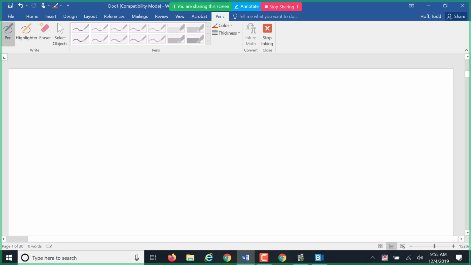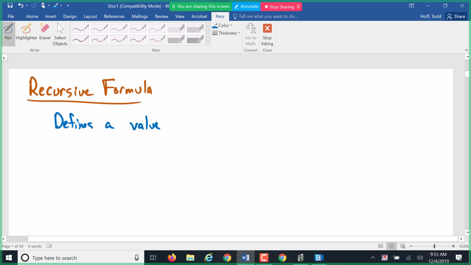Another way we can express a sequence, rather than using a general term, which is what we did up above, is we can use a recursive formula. And what the recursive formula does, it defines the value of a term from the value or values of previous terms.